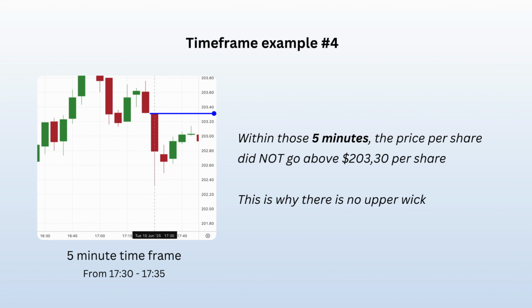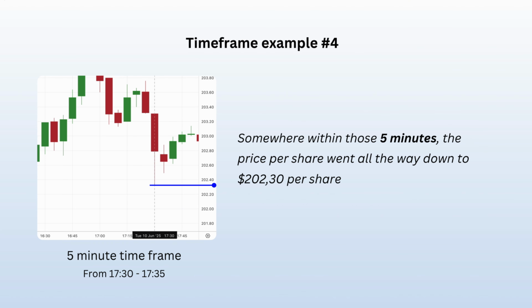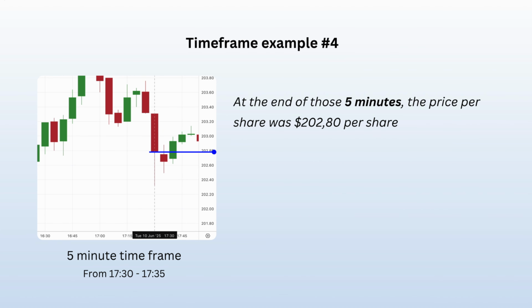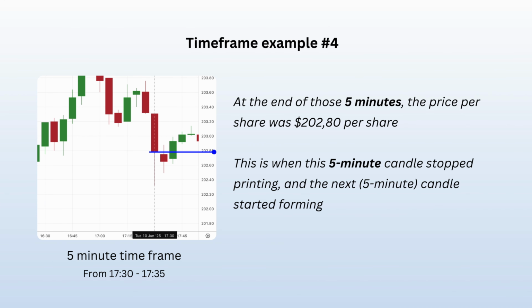And how do we know this? Because there's no upper wick. So the opening price equals the highest price point during those 5 minutes. Now, what did happen is that somewhere within those 5 minutes, the price per share went all the way down to $202.30 per share. And at the end of those 5 minutes, the price per share was actually $202.80 per share, where the closing price is lower than the opening price, and therefore we have a wide spread down red bearish candlestick. And it is at this moment when this 5-minute candlestick stopped printing.